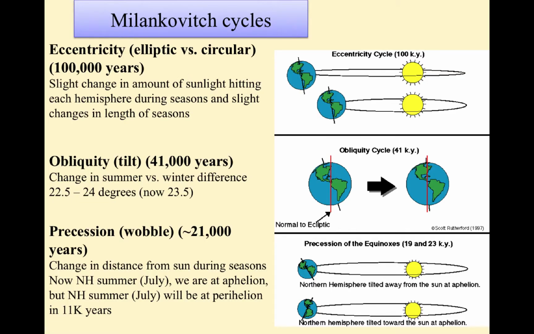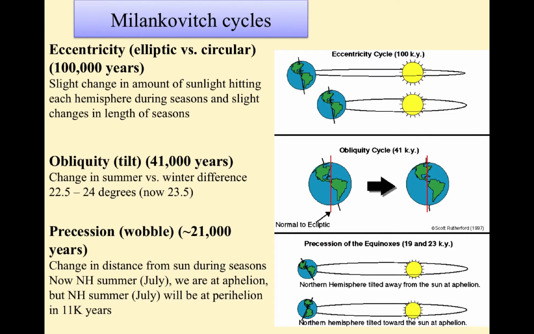The first cycle is eccentricity, the tendency for our orbit around the sun to go from more elliptic to more circular and back to more elliptic over a period of 100,000 years. This changes the amount of sunlight hitting each hemisphere during the seasons, and also there are slight changes in the length of each season itself. The second cycle is obliquity, or the tilt of Earth, which goes to a state of being more tilted, 24.5 degrees or so, back to a state of being less tilted, 22.5, and then back to 24.5 over a period of 41,000 years. This certainly changes the summer to winter difference in temperatures and solar radiation.